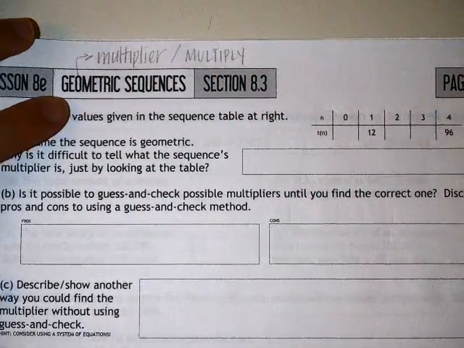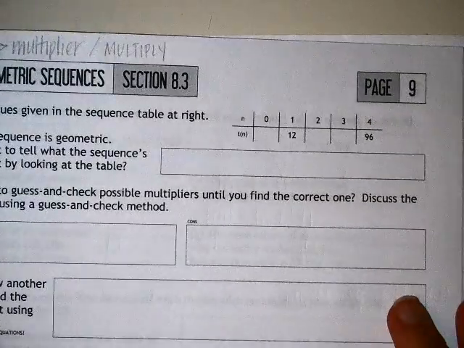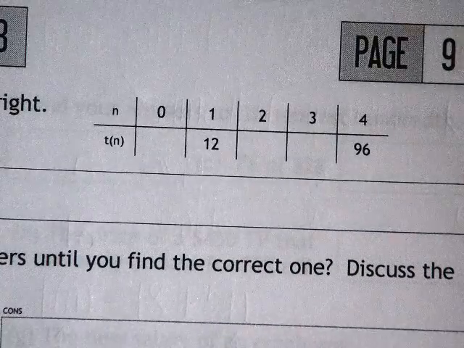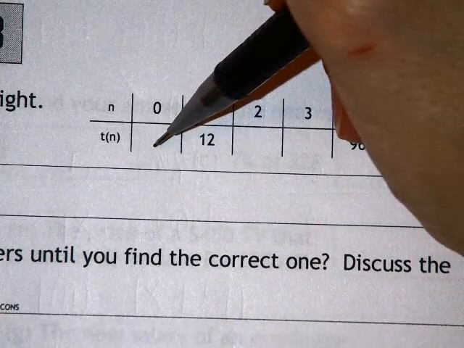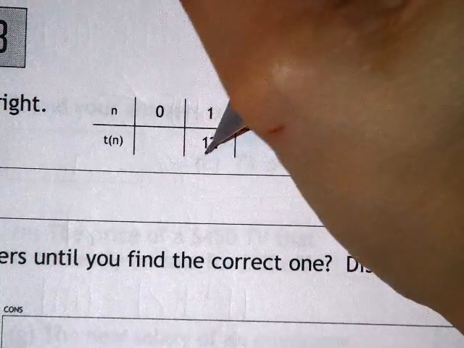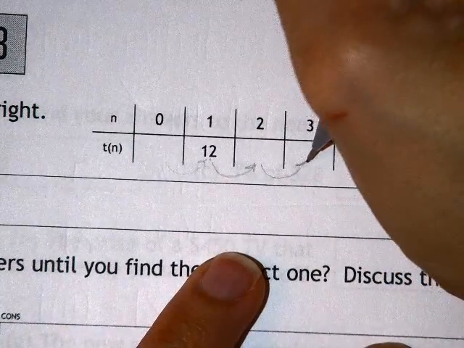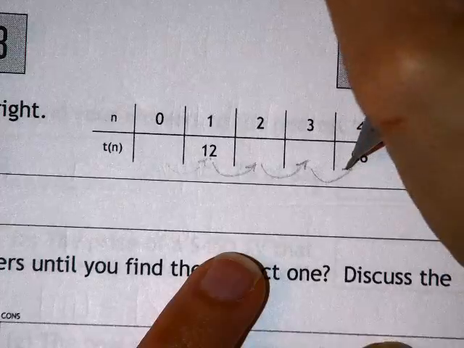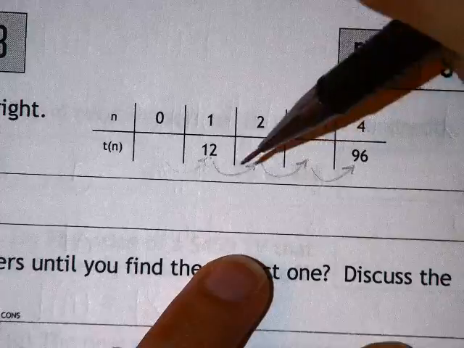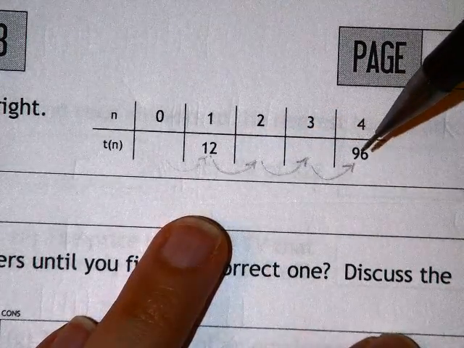So picture, if you will, the table at the top of question number 1, and picture there being some multiplier. A multiplier means that I'm going to take something times an unknown number that I don't know, and I'm going to get to 12. But I'm going to multiply that same unknown number, and I'm going to get to something. Multiply again, I'll get to something. Multiply again, I'll get to 96. So naturally, your challenge is to figure out what were we multiplying by that can connect this 12 to this 96.